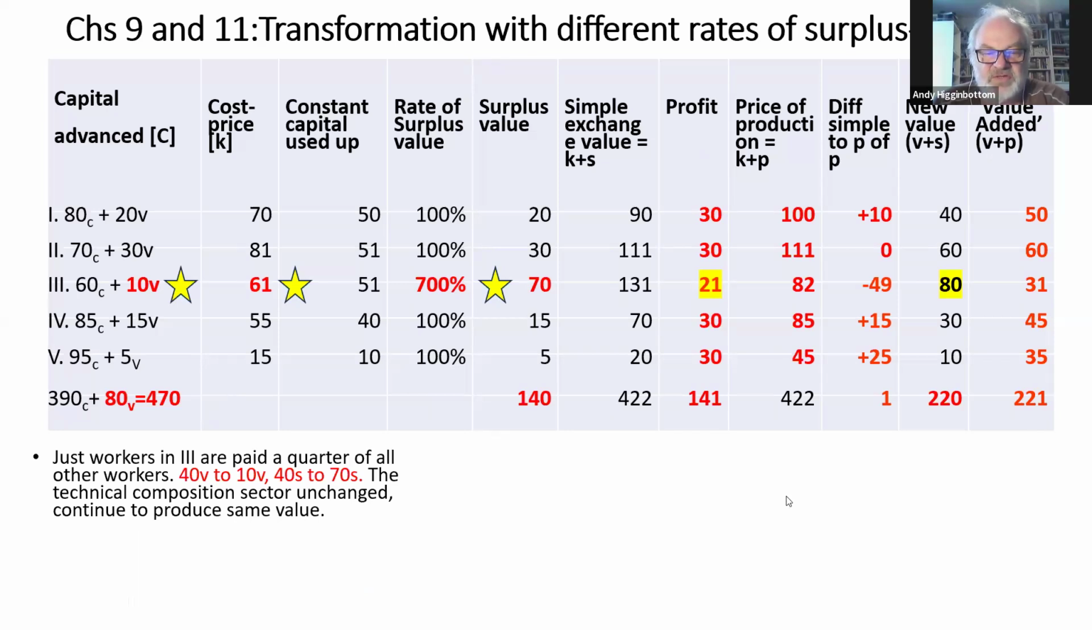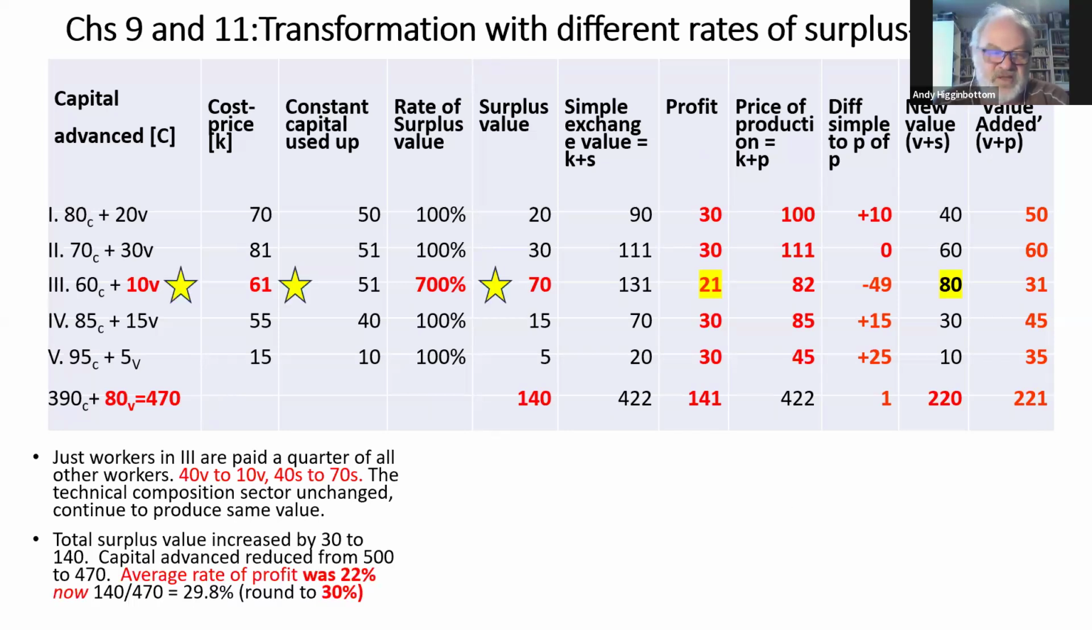If you move across the line here of sector 3, you'll see that their rate of profit is now lower than all the others. Their rate of profit is the same, sorry, but because the capital advanced is lower, the profit in sector 3 is lower than in all the other sectors.